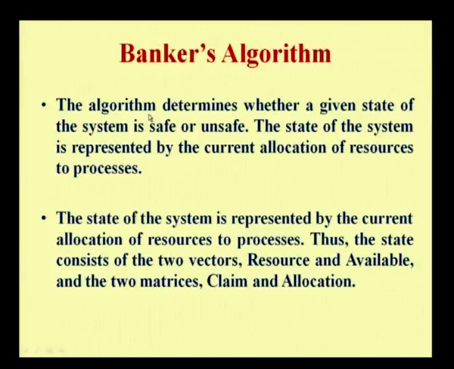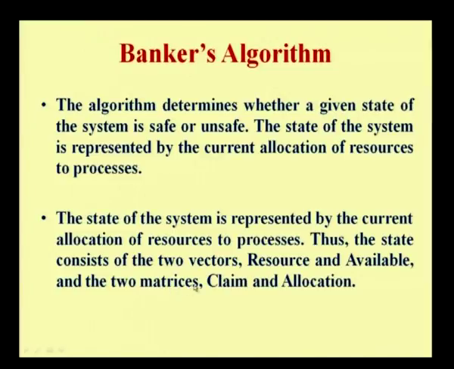Fine. Let us now relate this example with the system example. In the second slide, here we explain the algorithm. The algorithm determines whether a given state of the system is safe or unsafe. The state of a system is represented by the current allocation of resources to processes. Thus, the state consists of two vectors, resource and available, and two matrices.